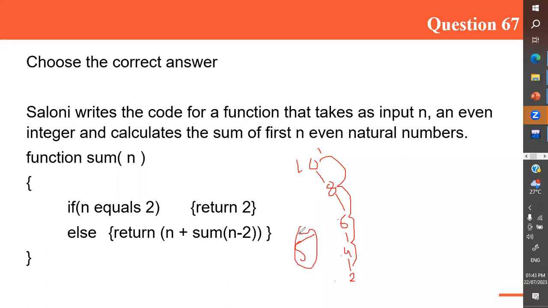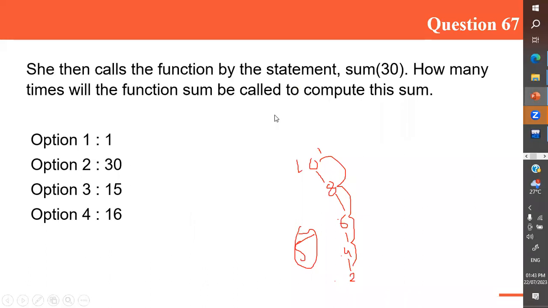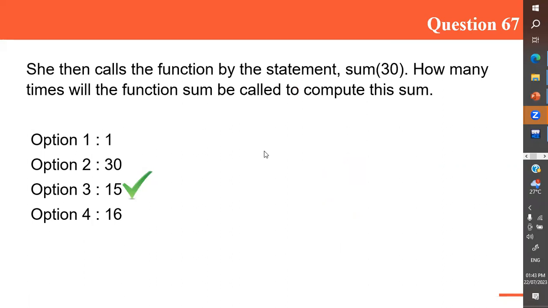If 20 is input, how many times do you call? 10 times, right. If 20 is input, we'll call 10 times. If 30 is input, how many times will we call? 15 times. Simple, right? Every time it is reduced by 2. Simple way, can be easily understood. Okay. Answer is 15. What you said is absolutely correct. If I don't count sum of 30, then what you said, 14, is correct. But here we are calling sum of 30 also, right? That is also one function call. That's why it is 15. Cool. Going for the next one. Try this.